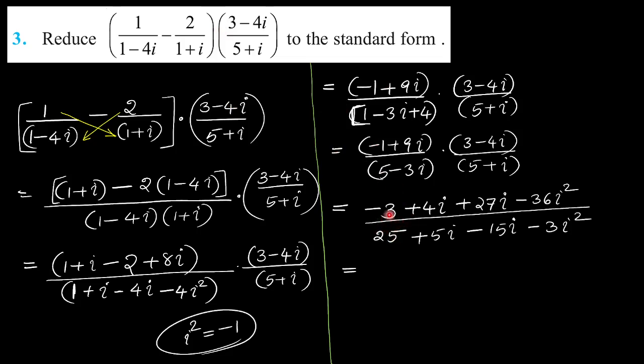So in the numerator, minus 3 is there. 4i plus 27i will be 31i. I just want to reduce a single step. What is i square? It is minus 1. So the last term is minus 36 into minus 1, which is plus 36.